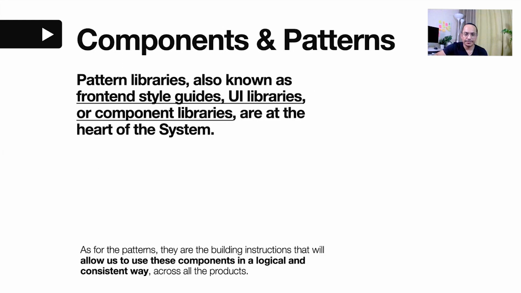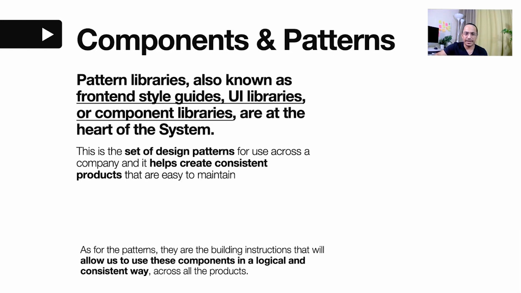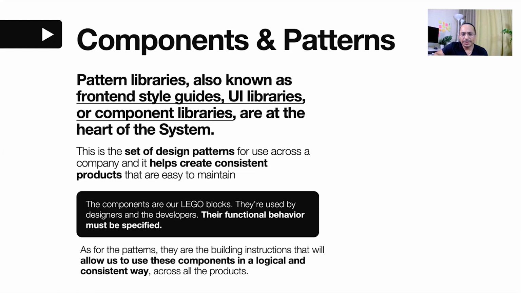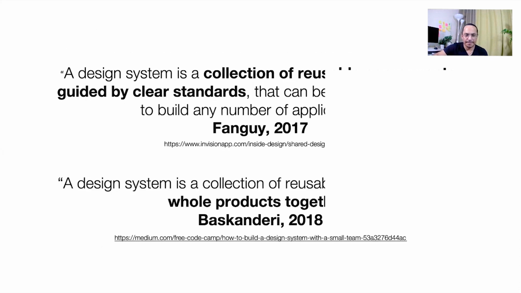And then we have the components and the patterns. So we also include all the UI libraries, the components, and put it in the design system. So this is what we do. The components are our Lego blocks. They are used by designers and the developers. Their functional behavior must be specified. So if you're using some libraries like buttons, how that has to be used, when that has to be used, everything has to be defined in its components and the patterns, and then the style guide.